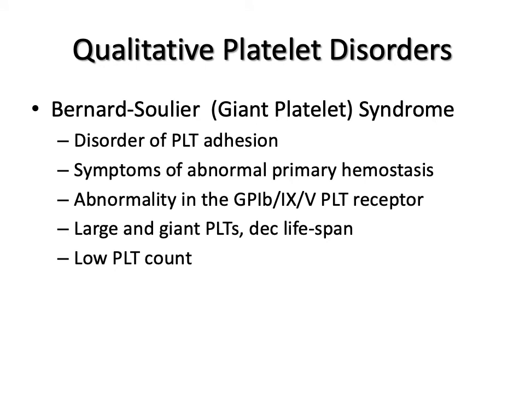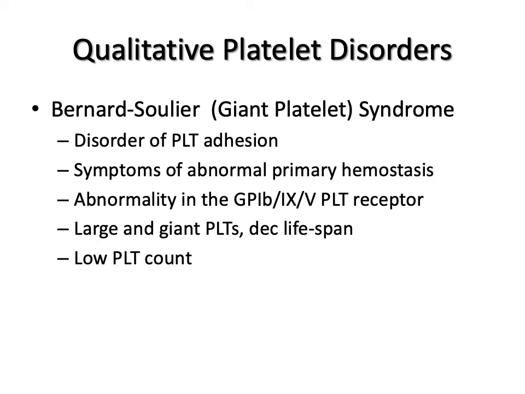Bernard-Soulier, or giant platelet syndrome, is a rare, inherited, autosomal recessive disorder of platelet adhesion that is usually diagnosed in children. This means, of course, that the homozygous state is required to express the disorder. As with Glanzmann thrombocythemia, the usual symptoms of primary hemostasis dysfunction are present, like easy bruising, epistaxis, bleeding of the gums, and increased hemorrhaging following surgeries.